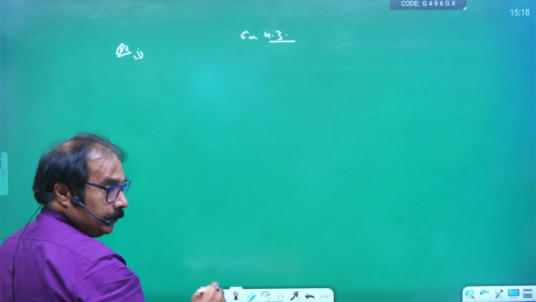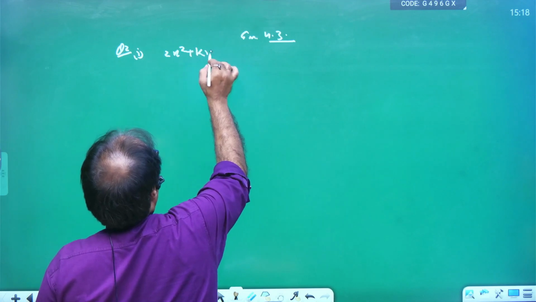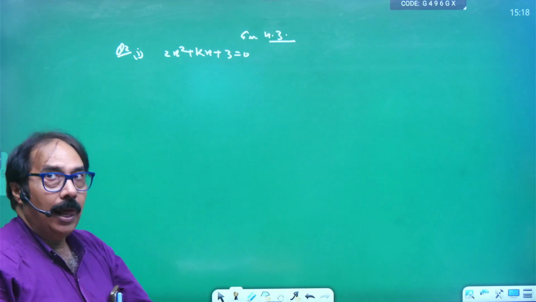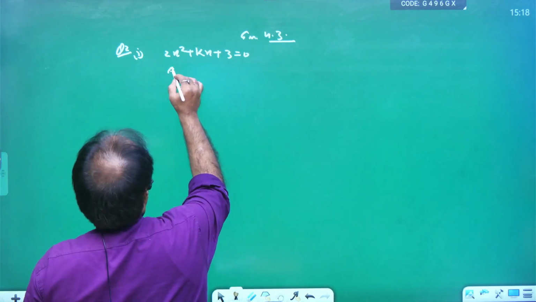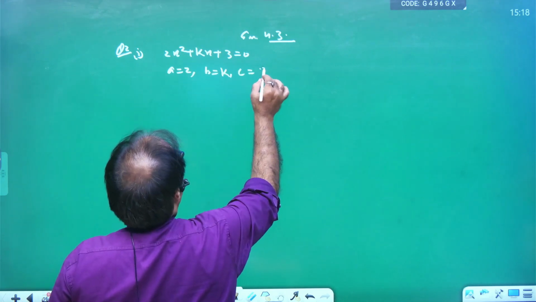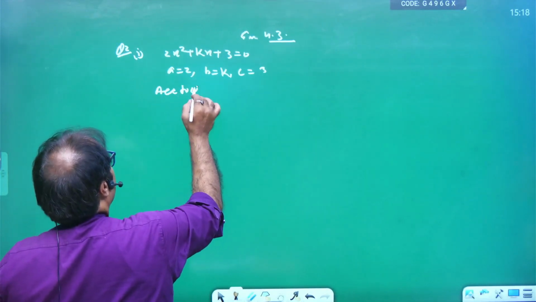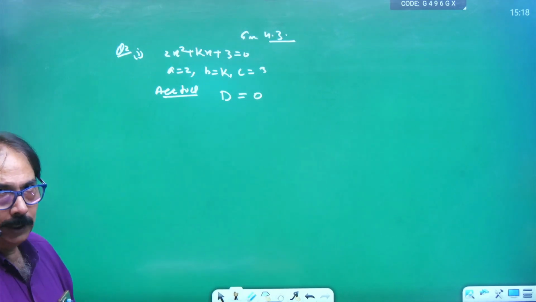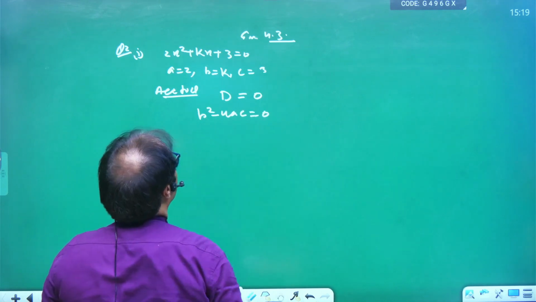The first question is 2x square plus kx plus 3 is equal to 0. Here we have to find the value of k, and the condition given is that the roots are real and equal. So the value of a is 2, b is k, and c is 3. According to the question, the nature of the roots is equal, so the discriminant is equal to 0. So b square minus 4ac is equal to 0.